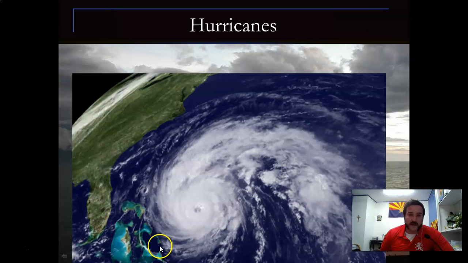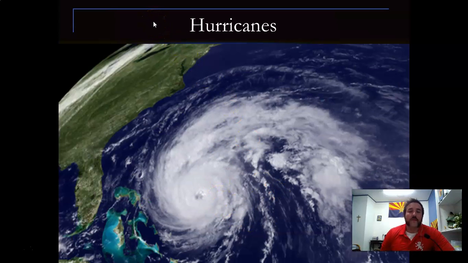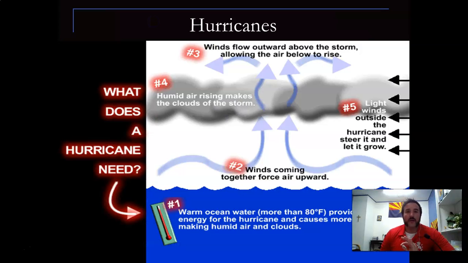And right here, right here in the Atlantic Ocean, especially the southern Atlantic Ocean, this is just a breeding ground for hurricanes because it needs warm water to form. Here's what I want to show you. Now, the warm ocean water needs to be above 80 degrees.